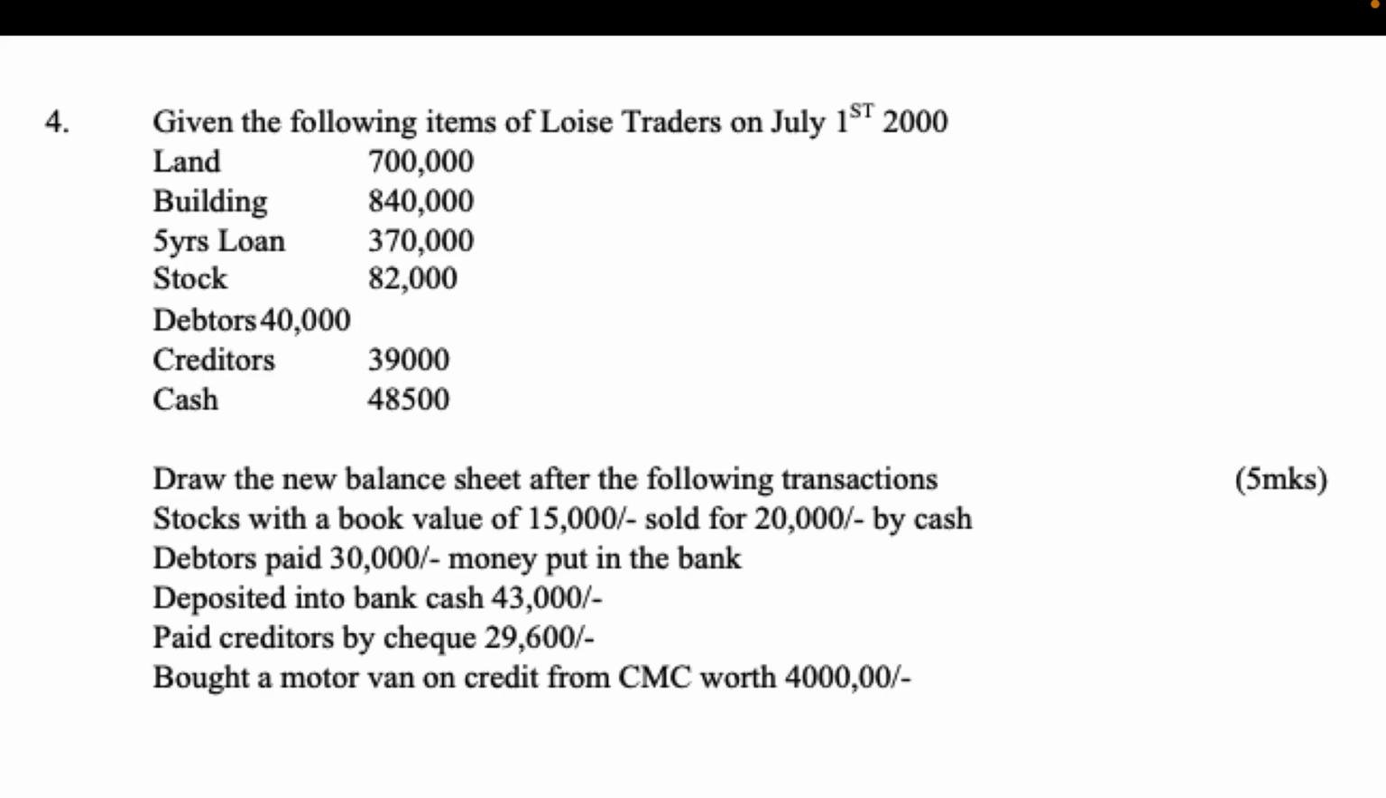Stocks with a book value of 15,000 sold for 20,000 by cash. Debtors paid 30,000, money put in the bank. Deposited into bank cash 43,000. Paid creditors by check 29,600. Bought a motor van on credit from CMC worth 4,000.